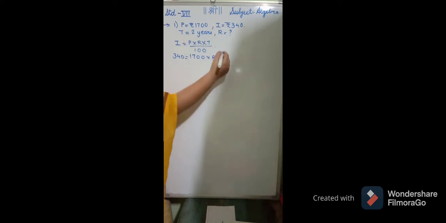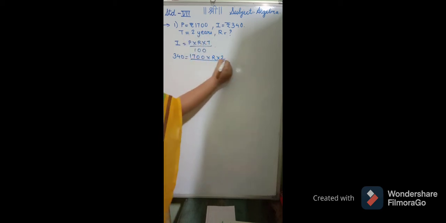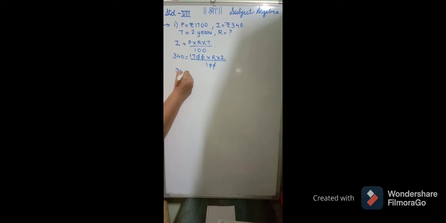Into T is 2 years upon 100. These 2 zeros will go with these 2 zeros. So what will remain? 340 is equal to 17 twos are 34. Yes, into R. Now we have to find R's value. So this multiplied by 34 will go to the other side, that is, it will become divided by 34 is equal to R.